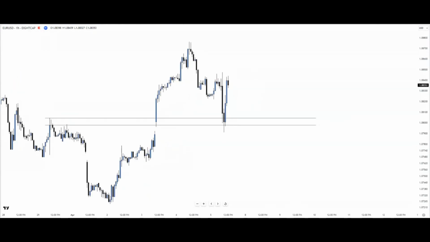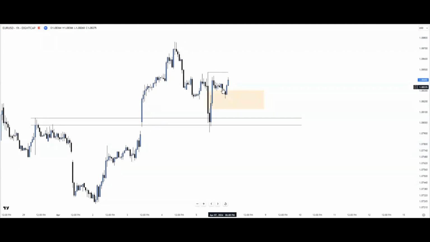So now we drop down to the lower time frame, which is the 1 hour time frame. And we can see that price has not broken structure right here, but we have a change in state of delivery right here, giving us an inversion fair value gap and also a minor fair value gap right here. So let's just see what price does.